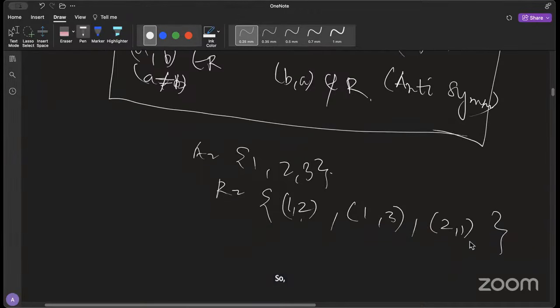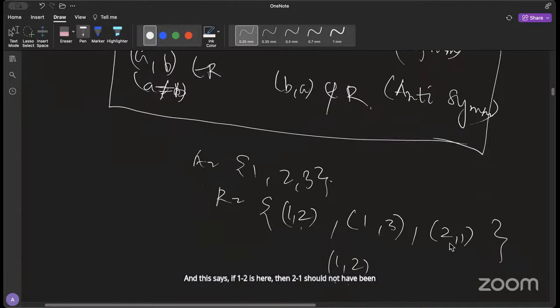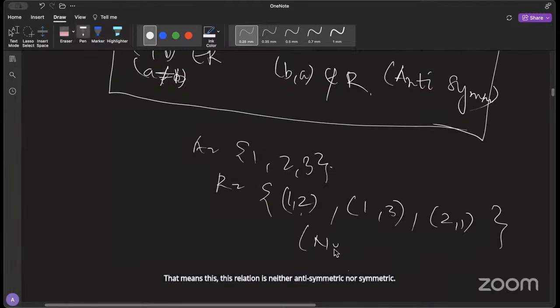So if you look at this relation, this is not a symmetric relation, right? Yes, ma'am. This is not a symmetric relation because (1, 3) is there, (3, 1) is not there. This is not an anti-symmetric relation either because (1, 2) is here, and this says if (1, 2) is here, then (2, 1) should not have been here, for this to be anti-symmetric. That means this relation is neither anti-symmetric nor symmetric. Is that okay?